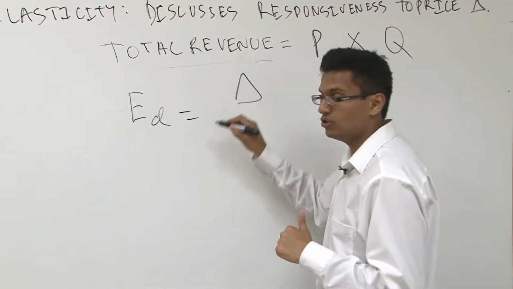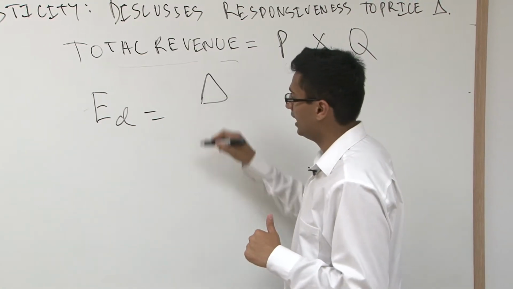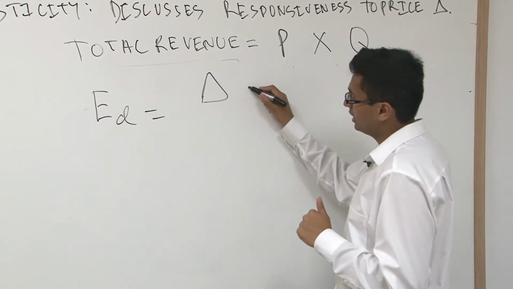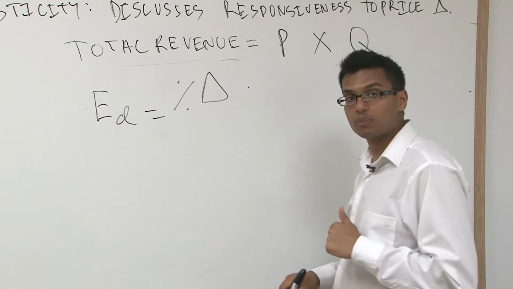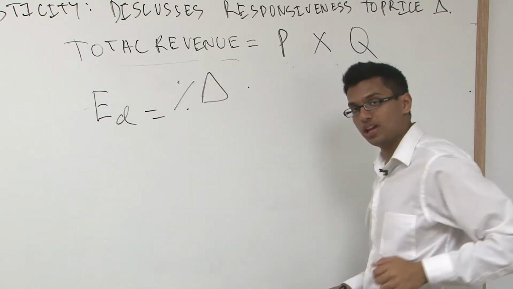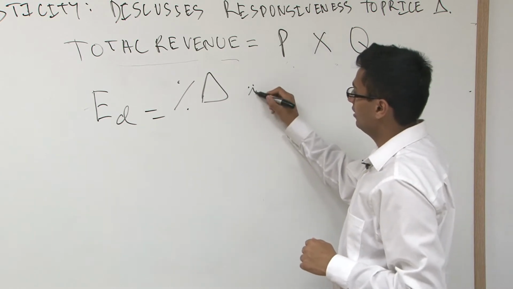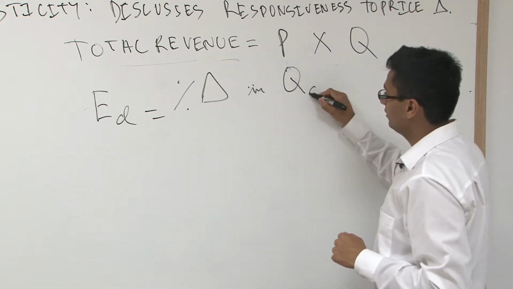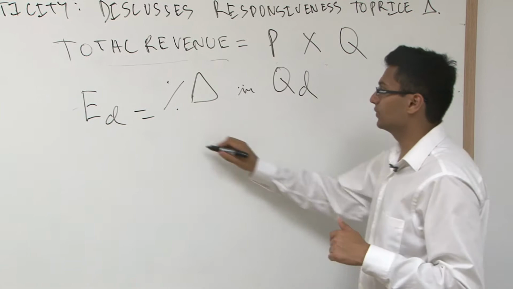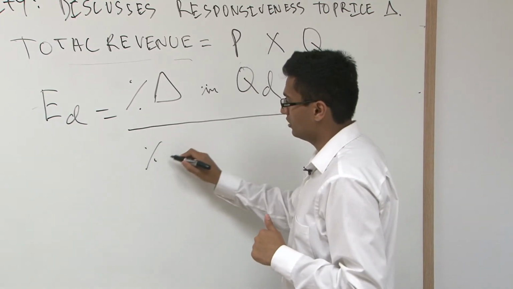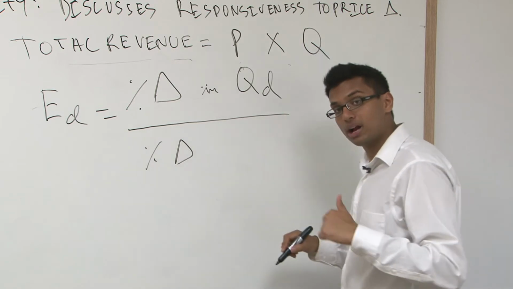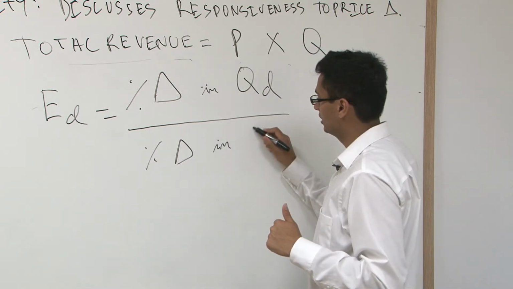It's the percent change in the quantity demanded, where delta is change. The percent change in quantity demanded, QD, divided by the percent change in price.